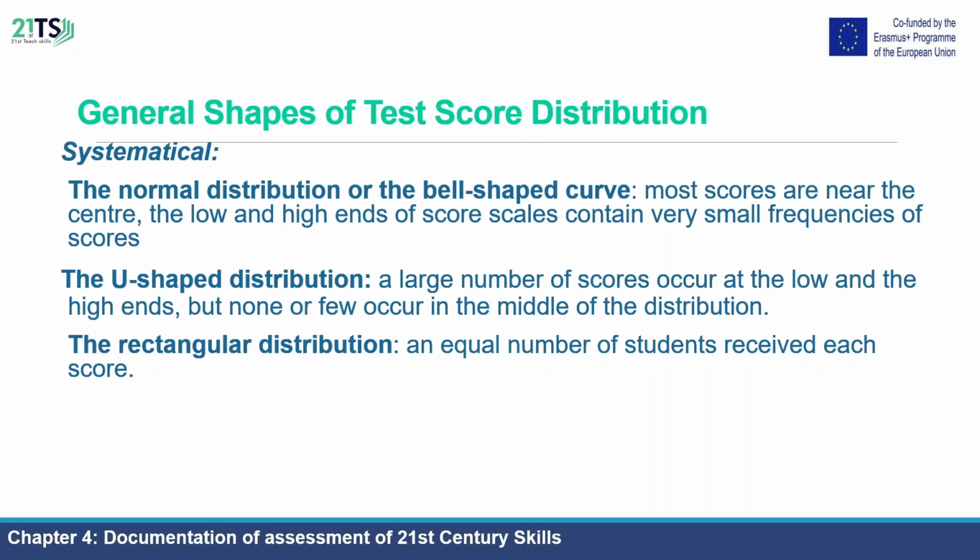The U-shaped distribution means a large number of scores occur at the lows and the highs, at the ends, but none or few occur in the middle of the distribution. The rectangular distribution means an equal number of students receive each score. It's very spread out beyond the mean.